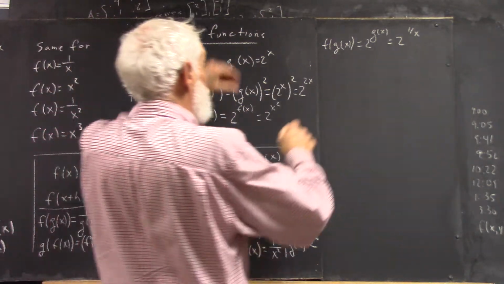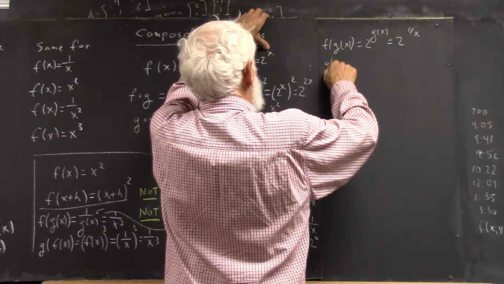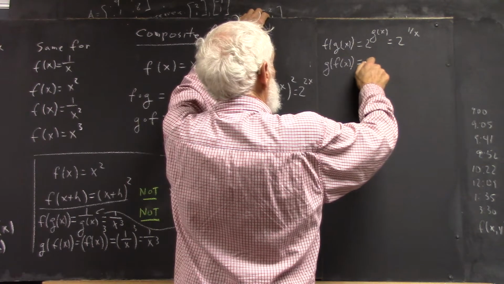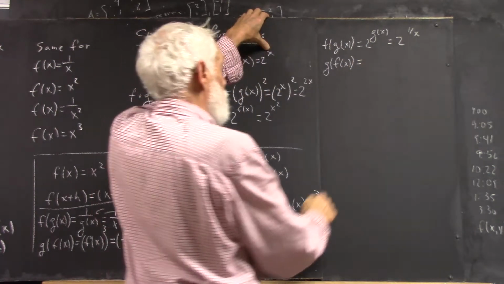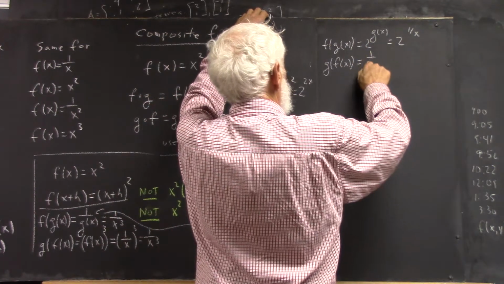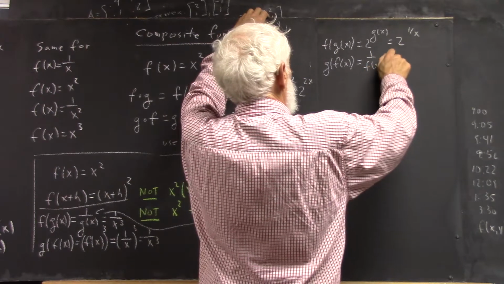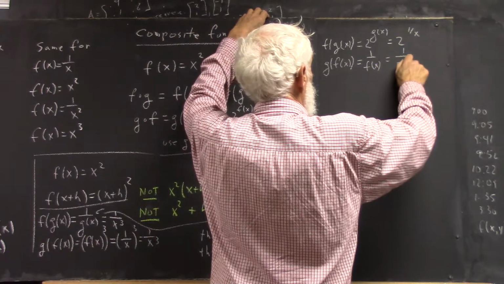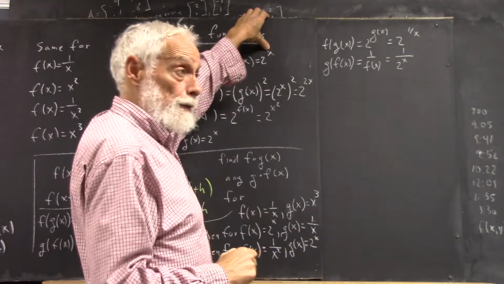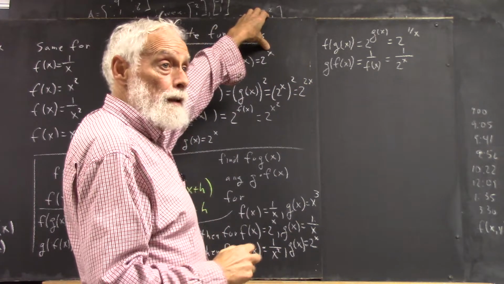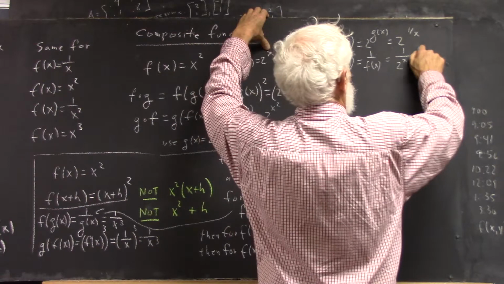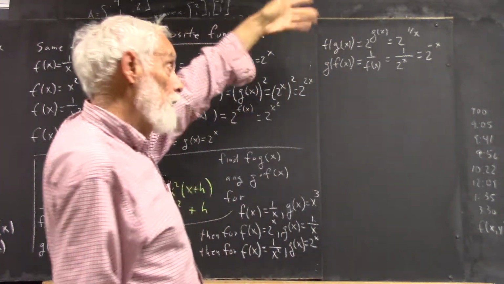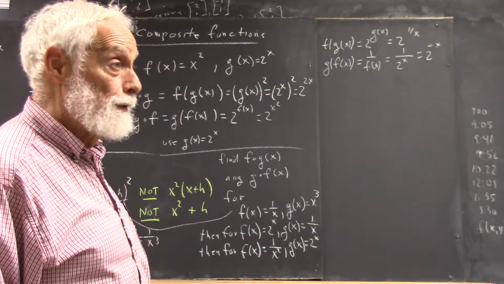And g of f of x equals, well, g of x is 1 over x, so that would be 1 over f of x, which is 1 over 2 to the x, right? And I'll just observe, I'm not too worried about this right now, but we'll get to it with the laws of exponents. By laws of exponents, that's 2 to the negative x.